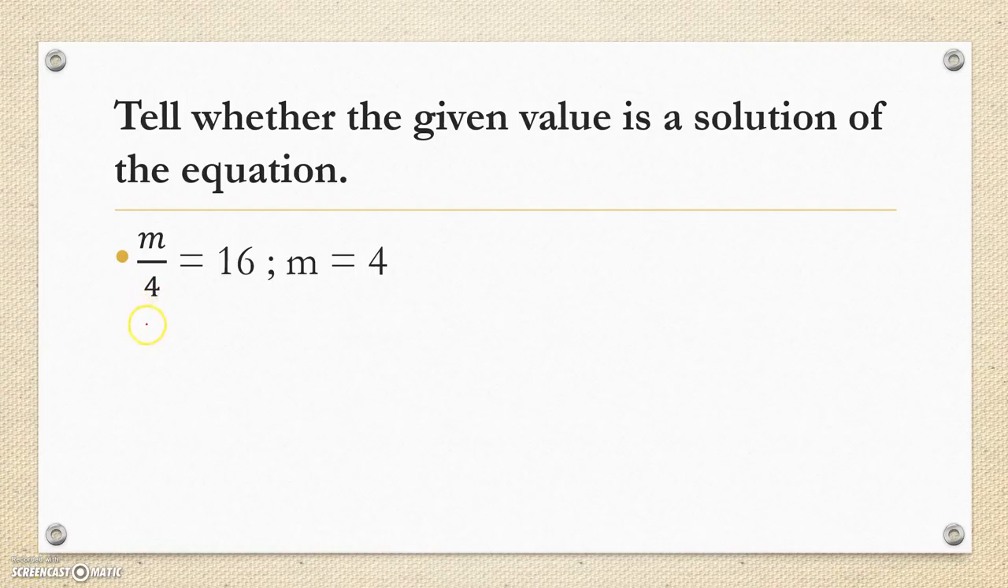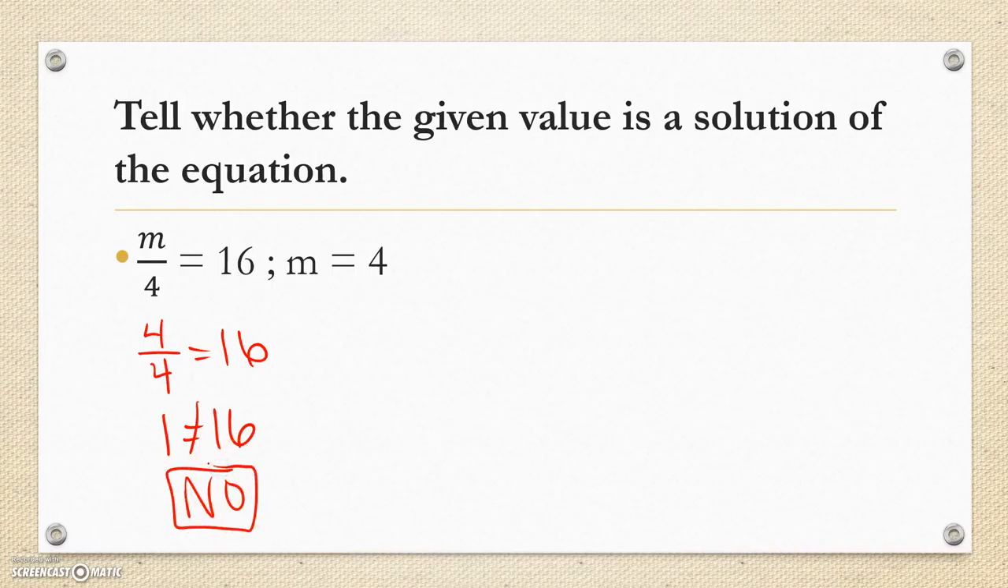So I'm going to rewrite this problem. 4 over 4 equals 16. So here this fraction bar means 4 divided by 4. So 4 divided by 4 is 1. 1 equals 16. That is not true. So again, that is a no. So those are the examples to check to see if a given value is a solution.